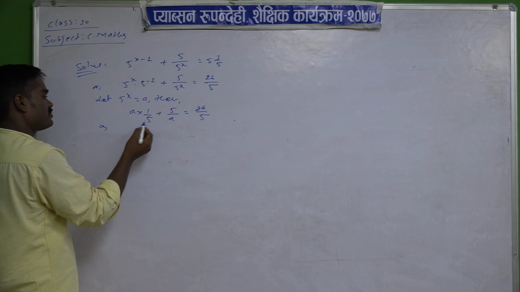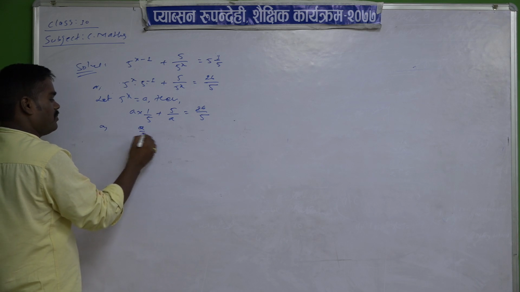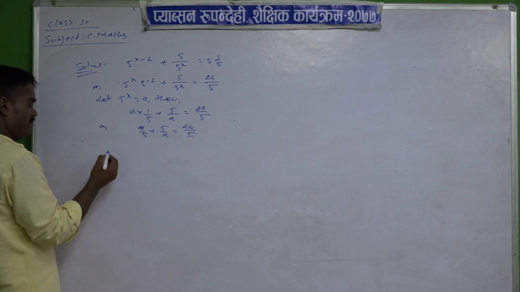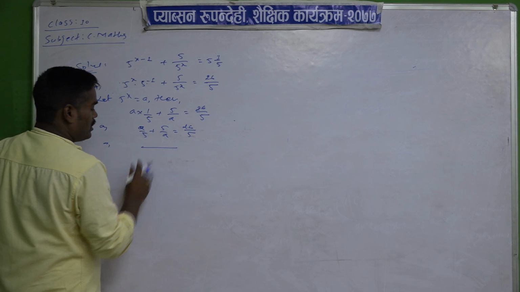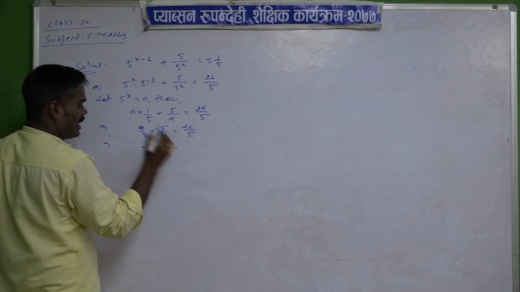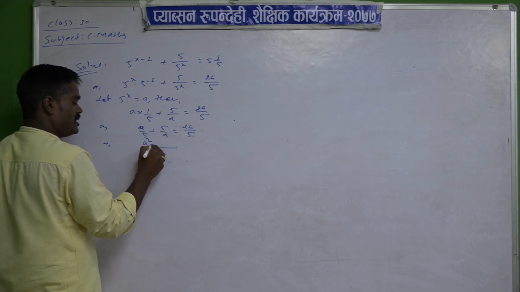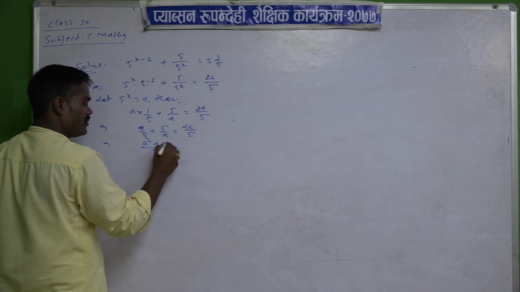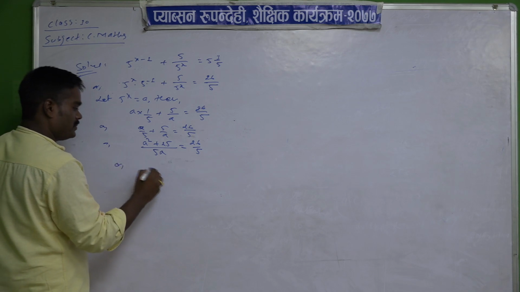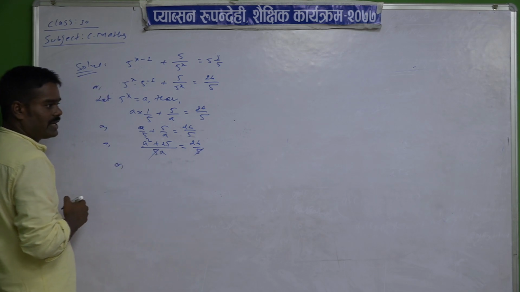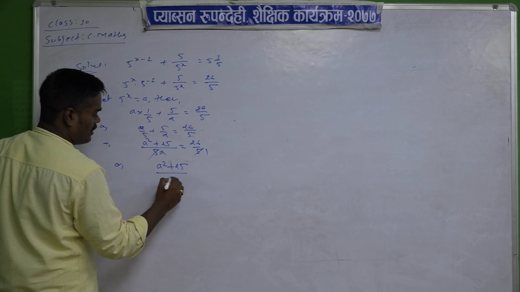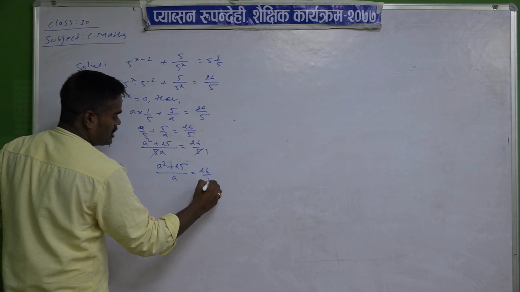Then a upon 5 plus 5 upon a equal to 26 by 5. Now take the LCM of 5 and a. What is the LCM of 5 and a? 5a. So, a into a is a square, 5 into 5 is 25, equal to 26 by 5. This 5 and this 5 we can cancel because both are in multiply form. So, a square plus 25 by a equal to 26 by 1.